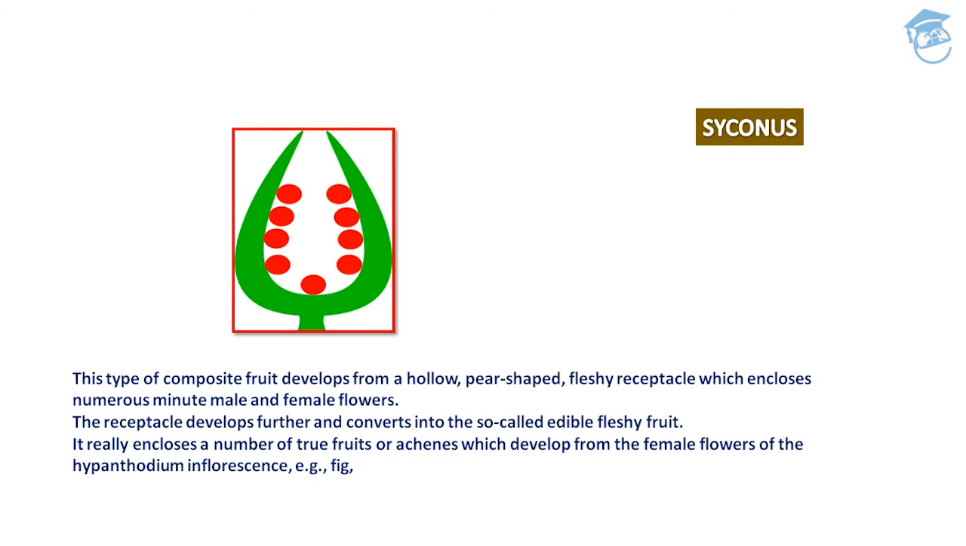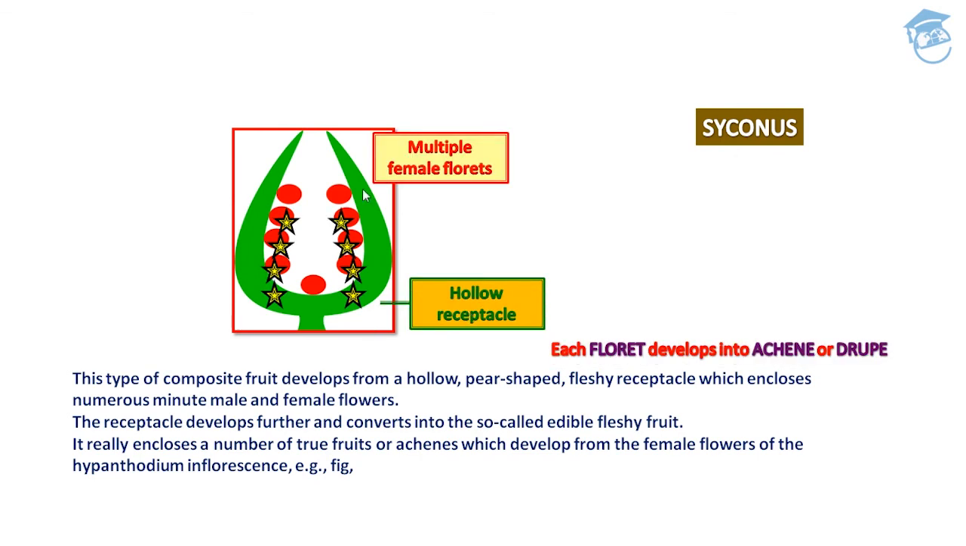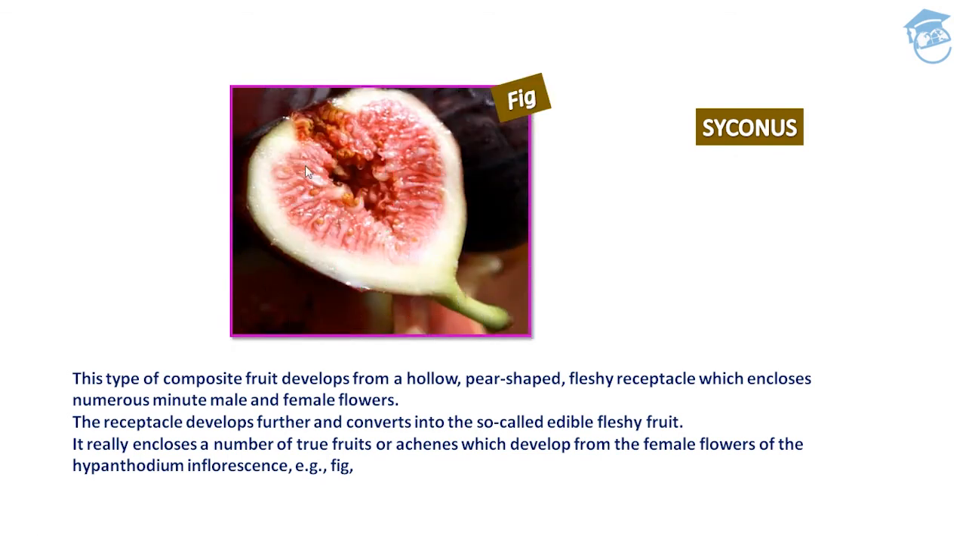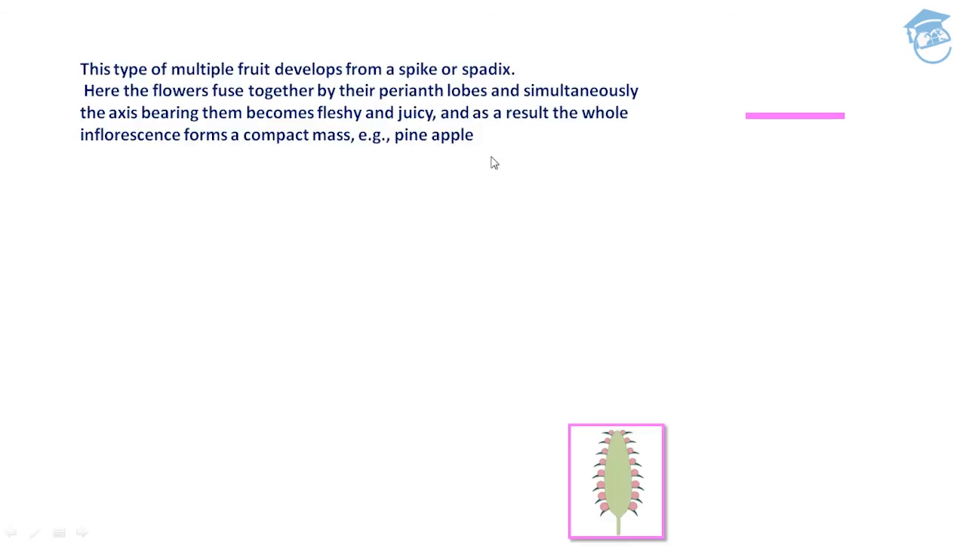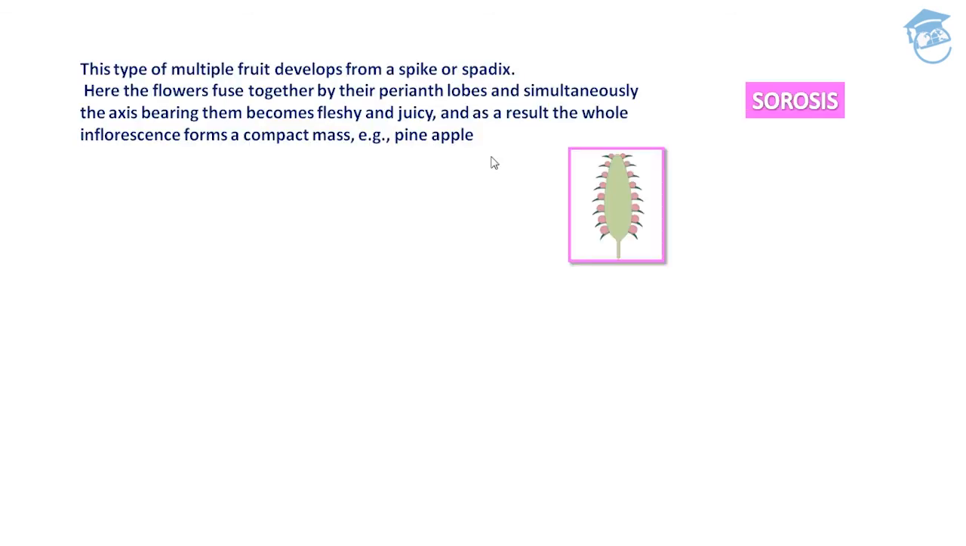It rarely encloses a number of true fruits or achenes, which develop from a female flower of hypanthodium inflorescence. Okay, for example, it is seen in fig. See, this is the hollow receptacle and it has multiple female florets, and each floret develops into achene or drupes. I hope it is clear to you now, and it is seen in fig. So syconus, which is a composite fruit, is seen in fig. Now we'll talk about the sorosis, students, which is a type of composite fruit.